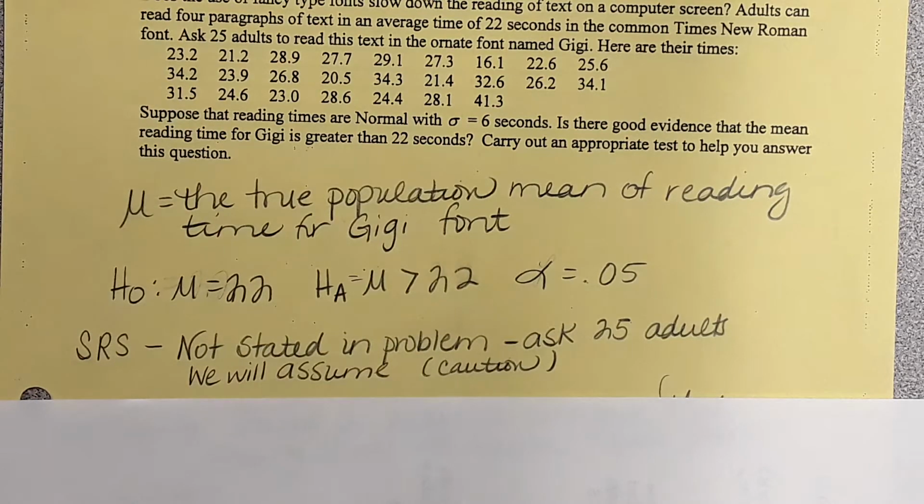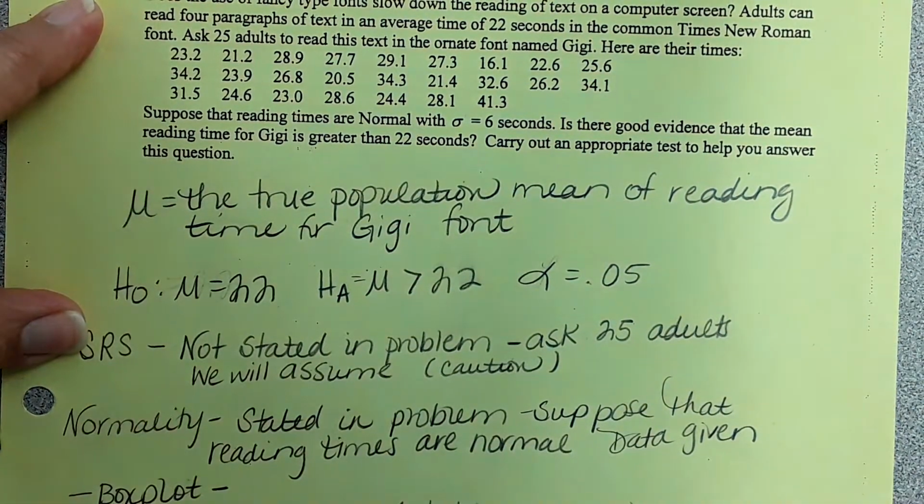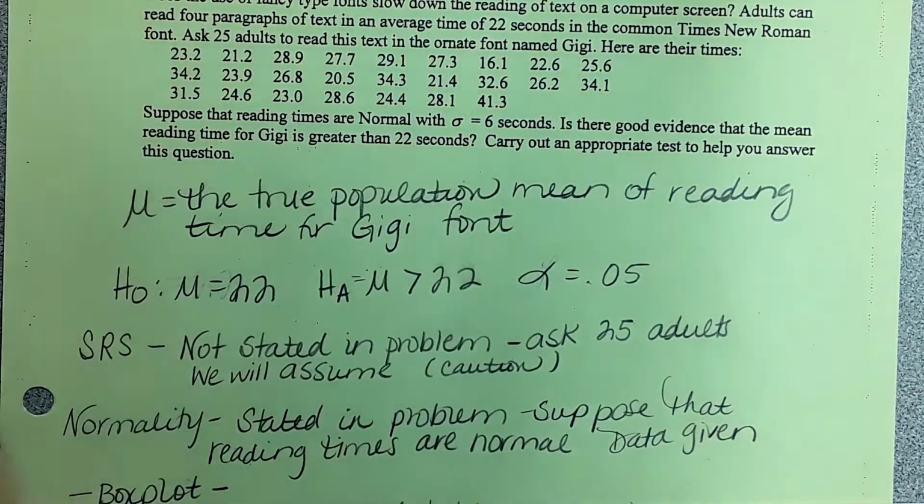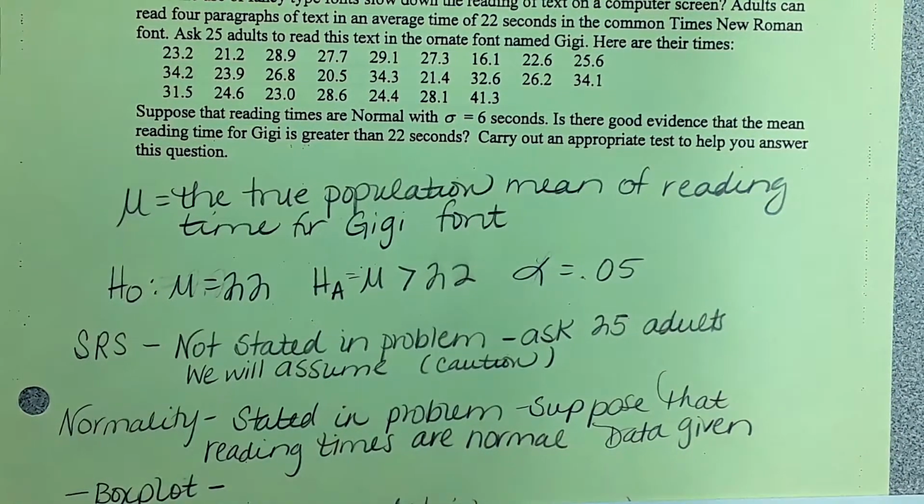Now, because they gave you data, what's the next condition? Normality. It does not matter that they said it in the problem, but they gave us data, so what do we have to do, no matter what? Box plot. You have to draw a box plot. You guys, it doesn't matter. They gave you data, so you always have to draw a box plot. Always. Okay? And then it is stated in the problem, suppose that the reading times are normal.